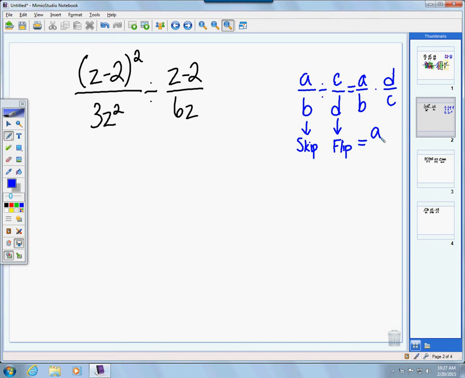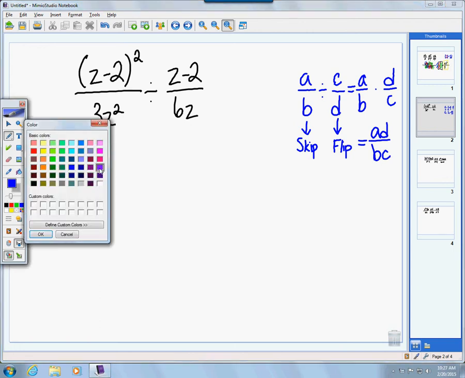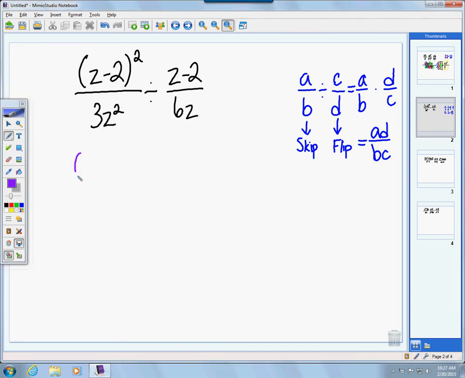So then I get AD over BC. I can do the exact same thing here. So in this instance, I'm going to skip my first rational expression, or my first fraction. I'm going to flip the second fraction. So I'm going to put 6z in the numerator and z minus 2 in the denominator. And that allows me to make this a multiplication problem.